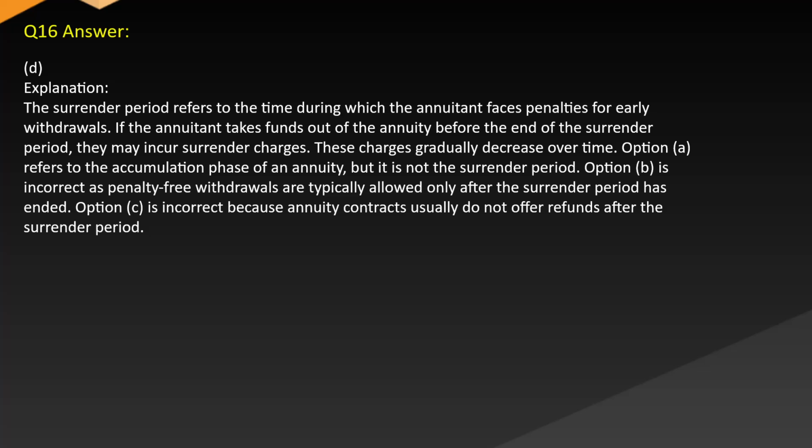Answer D. Explanation. The surrender period refers to the time during which the annuitant faces penalties for early withdrawals. If the annuitant takes funds out of the annuity before the end of the surrender period, they may incur surrender charges. These charges gradually decrease over time. Option A refers to the accumulation phase of an annuity, but it is not the surrender period. Option B is incorrect as penalty-free withdrawals are typically allowed only after the surrender period has ended. Option C is incorrect because annuity contracts usually do not offer refunds after the surrender period.